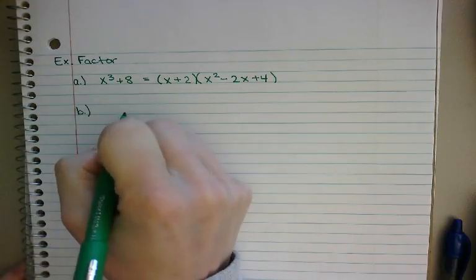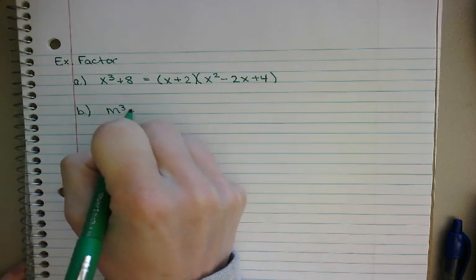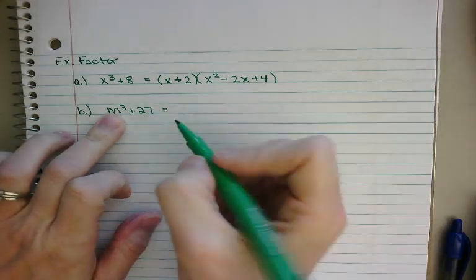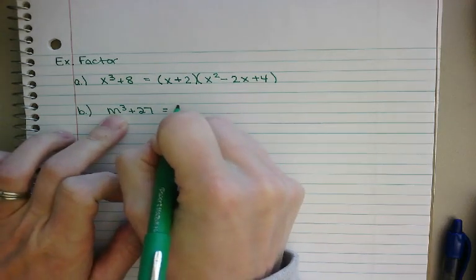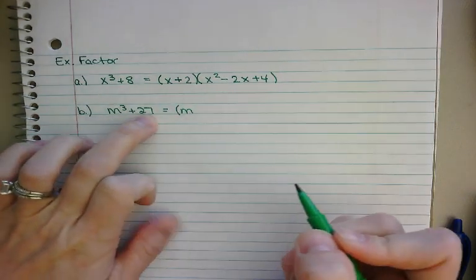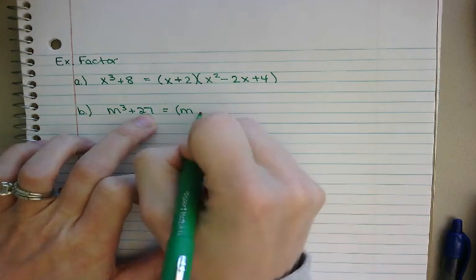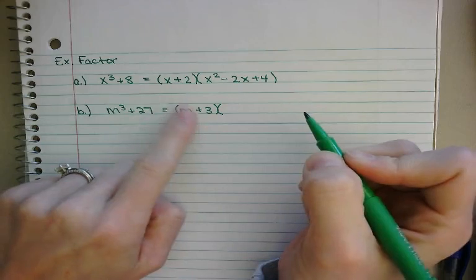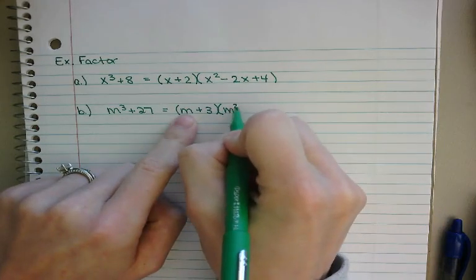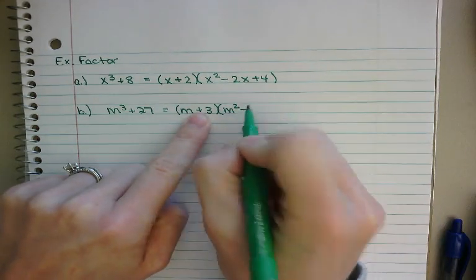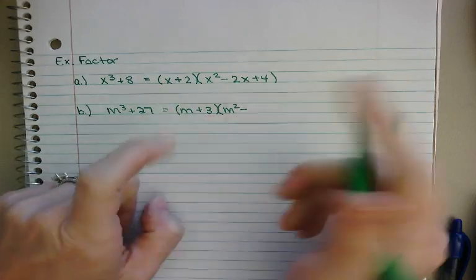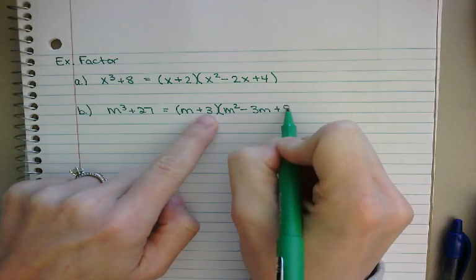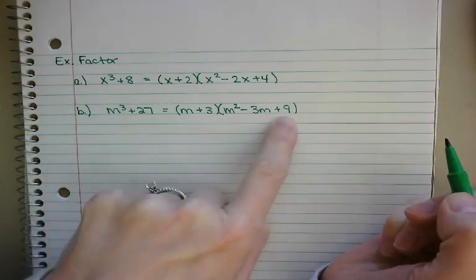Okay, let's try another one. Let's do m cubed plus 27. Okay, so what number cubed is m cubed? M. What number cubed is 27? That was the 3. Okay, now my trinomial: square, sign change, product, square. And again, that will never factor.